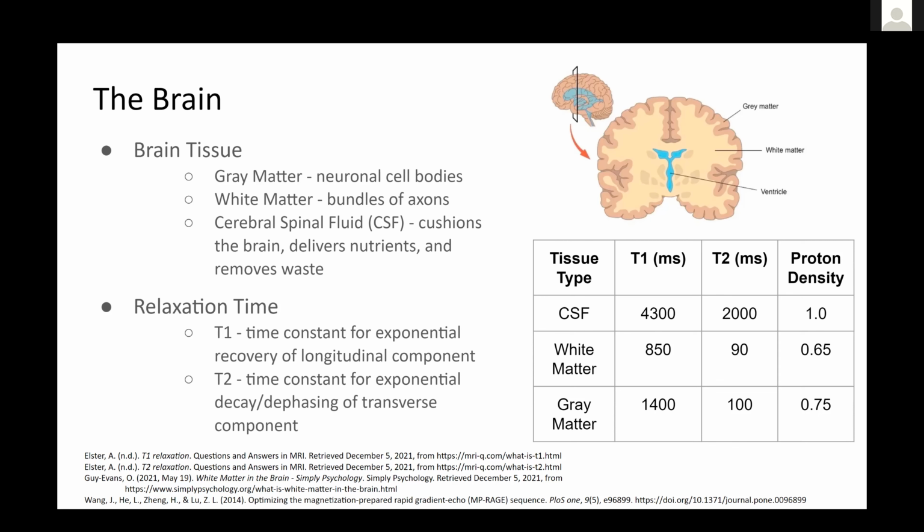In general, small mobile molecules have higher T1 times, and then as molecular motion slows, like in proteins, gray and white matter, T1 starts to increase again. One reason T1 is less for the white matter than the gray matter is because there's more fat in white matter because the axons are myelinated and fat has a shorter T1 time. You can see the average values for T1, T2, and proton density for CSF, white matter, and gray matter for a 3 Tesla scanner in the table on the bottom right. And these are the values that we will use later on in our simulation.